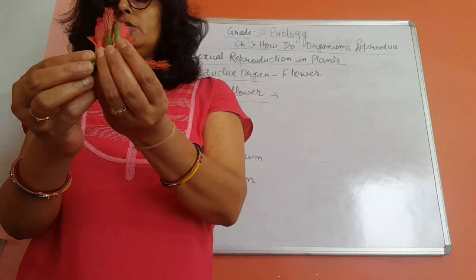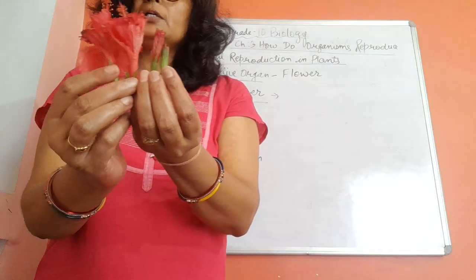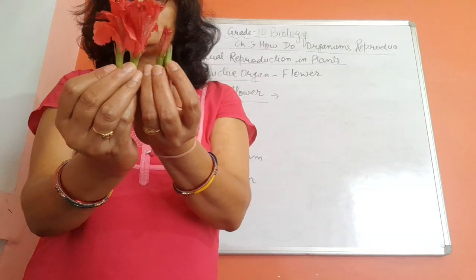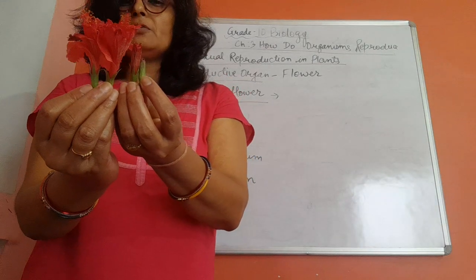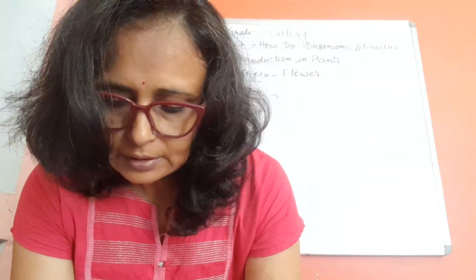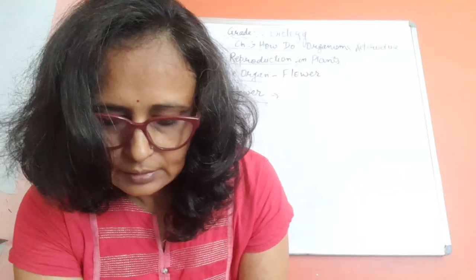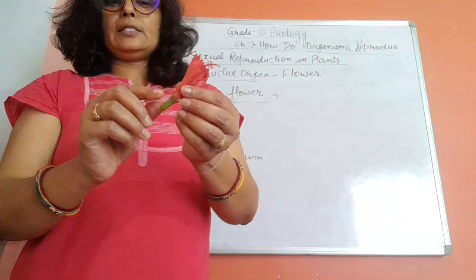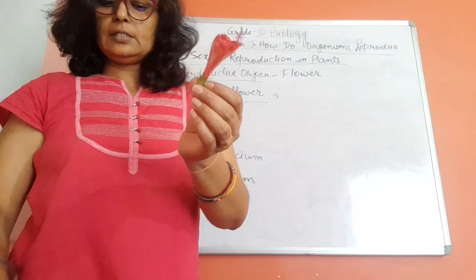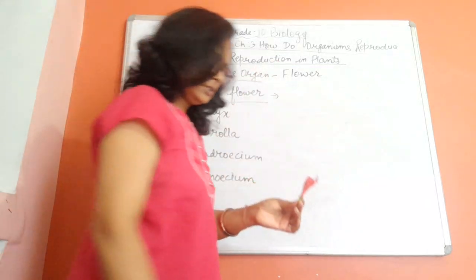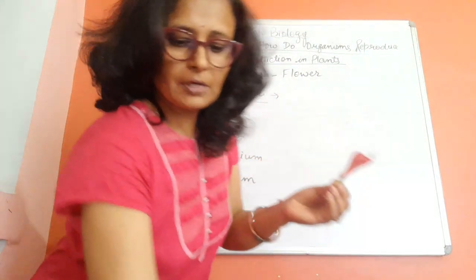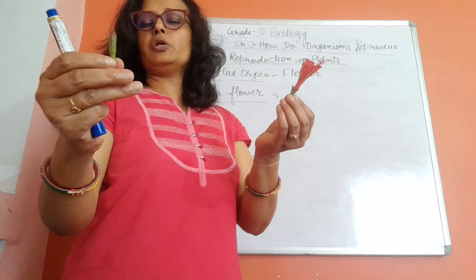In increasing order, I am just keeping it here. What is common? All the parts are quite similar, only the shape is different. So what are these parts? This is the outermost part of a China rose flower. This is what? Calyx. The green part which covers the flowers, which protects the flower during bud stage.